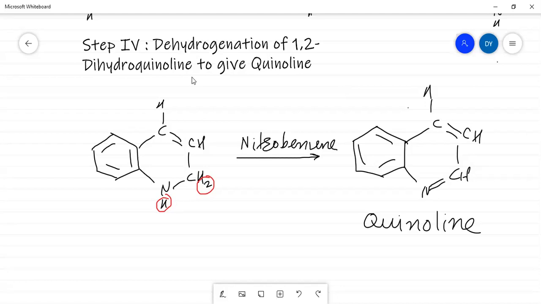So these are all the steps, and this is the preparation of quinoline. I hope everyone understands this.